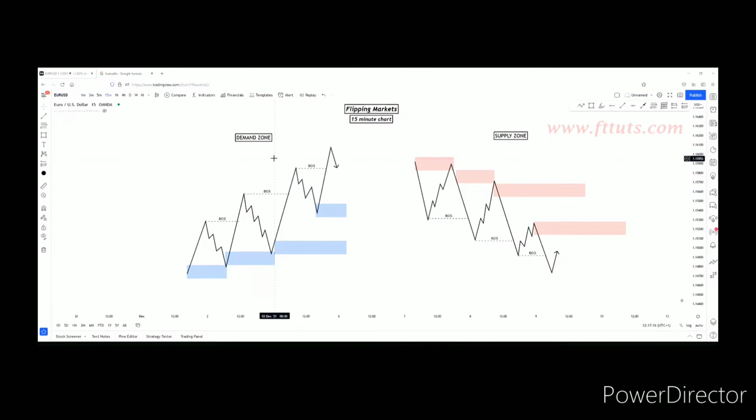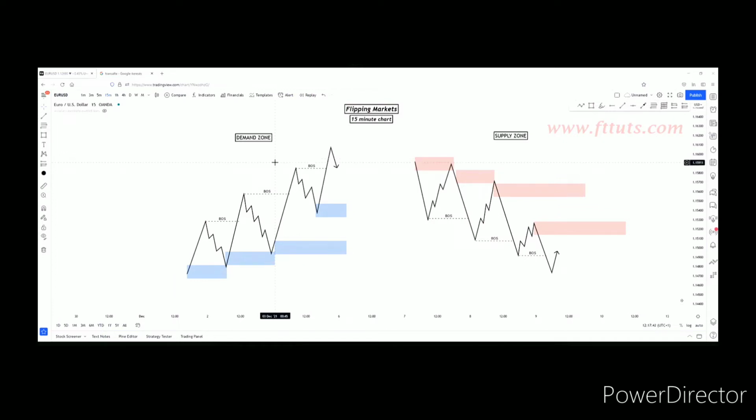Please pause the video now and check the inefficiency video before you continue to watch this, because it's necessary. Okay, move on. It has to break structure or change character. We'll talk about change of character in the entry unit. And finally, it has to create or collect liquidity. So we have three criteria for a supply and demand zone.